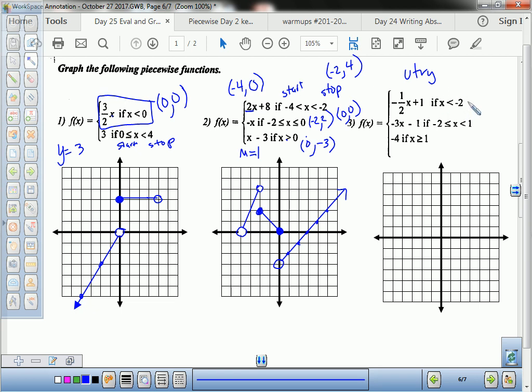All right, so let's go over this one now. If we plug in the -2, half of -2 is -1, and -1 plus 1 is 0. This is going to be an open circle at -2, 2, and the reason it's open is because there's no equal to.